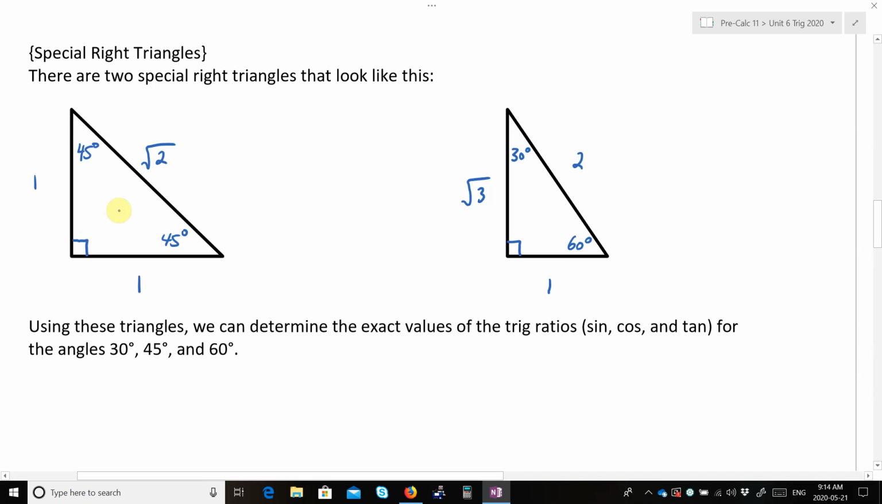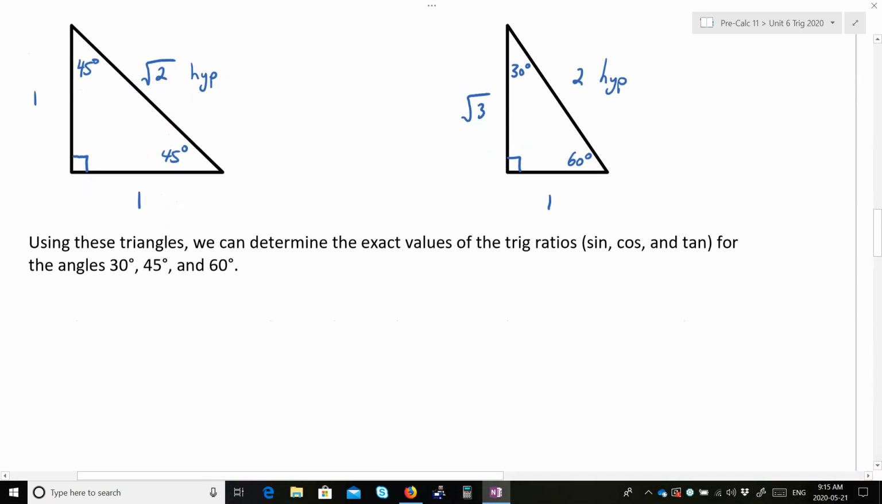Okay, and of course across from the 90 degrees, this is the hypotenuse, and over here this is the hypotenuse. Okay. And so using these triangles, we can determine the exact values of the trig ratios, sine, cos, and tan, for the angles 30 degrees, 45 degrees, and 60 degrees. Okay, and so we can do that using SOHCAHTOA. Right, trig ratios come from SOHCAHTOA.